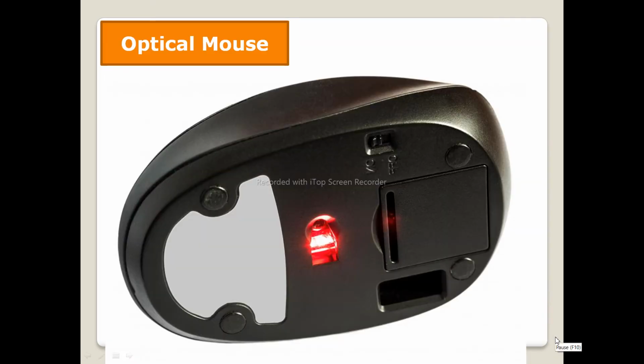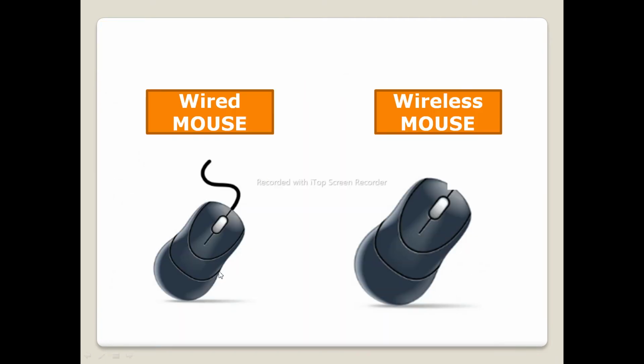Next is the optical mouse. We can also call it a modern day mouse. It has a sensor on its bottom which helps in moving the mouse, so we call this type of mouse an optical mouse. Here are two pictures of a wired mouse and a wireless mouse. A wired mouse comes with an attached wire, whereas a wireless mouse can be operated like a remote control of the TV.